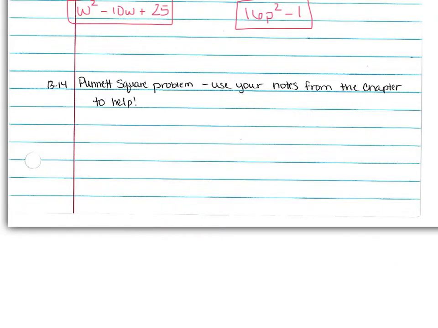On questions 13 and 14, this is a Punnett square problem. In our notes, also in an assignment that we did, there are questions on this Punnett square problem that are almost exactly like the question on your test. So you need to go back into your notes, find that example, and you can also use your notes from the chapter to help you on the test as well.